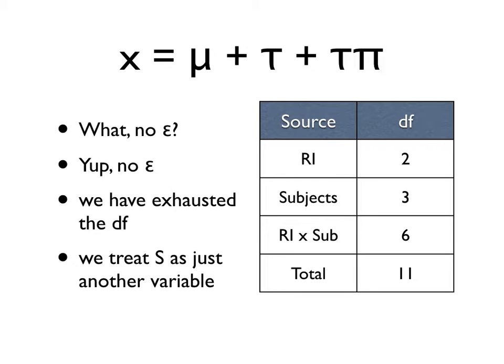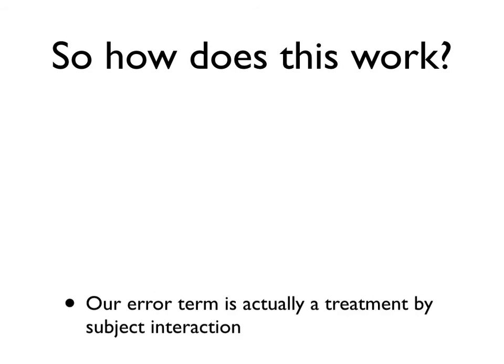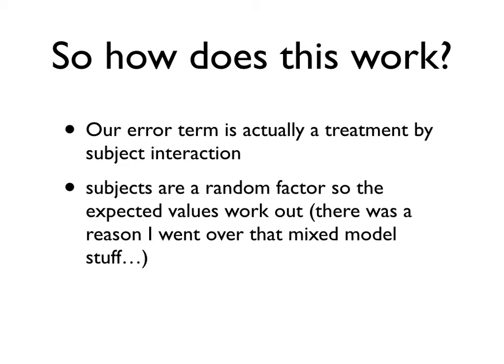So we're just treating subjects as another variable. That's all we're doing. Okay. So how does this work? Well, our error term is actually a treatment by subject interaction. That's what we're going to divide one thing by the other. Remember I mentioned all that stuff about fixed and random factors and said there's a reason I'm doing this? This is why. Subjects are a random factor. They aren't a fixed factor, and they're the closest thing we have to a random factor because we aren't really randomly selecting levels of people, but we're not doing fixed. That's for sure. It's closer to a random factor. So that's why we're doing that. The expected values worked out. There's actually a reason I went over that mixed model material last time.